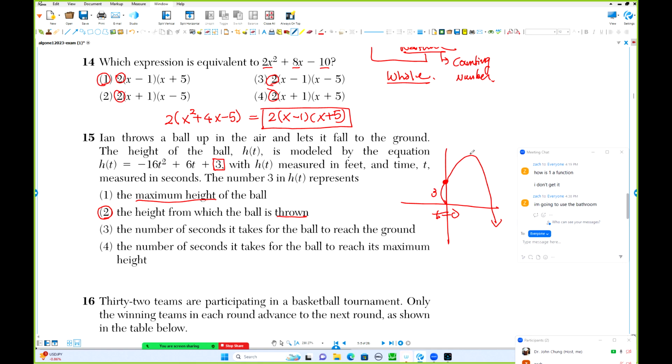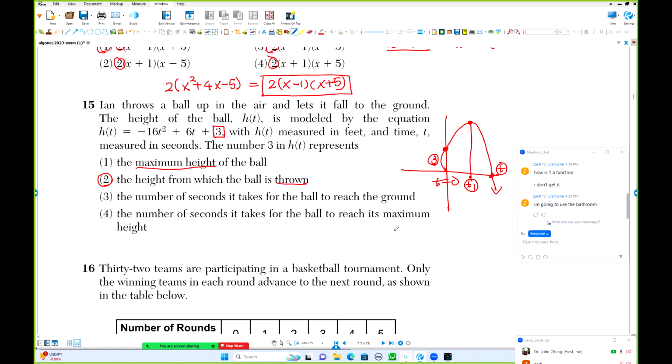Maximum height, here. The number of seconds it takes for the ball to reach the ground, here. This is not 3. The number of seconds it takes for the ball to reach the height is the t1. Not this one, not this one. This one, the number 2 is correct.